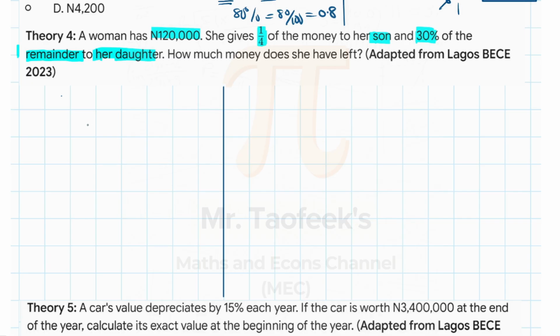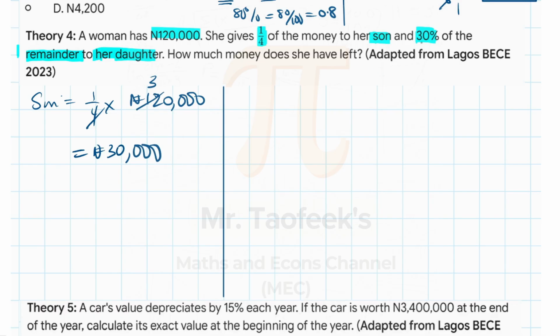So a woman has 120,000 and she gives 1/4 of the money to her son. So the money given to her son is basically 1/4 times 120,000, and that simply gives us what? 4 in 12, that's 3. So we have 30,000. So this is the money she gave to her son, 30,000 naira.